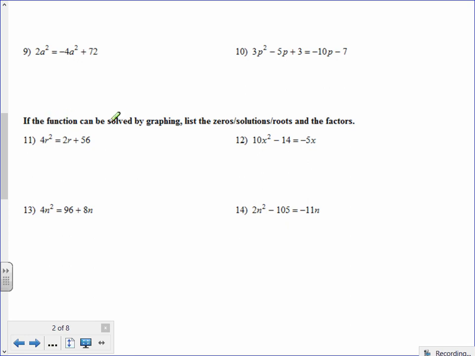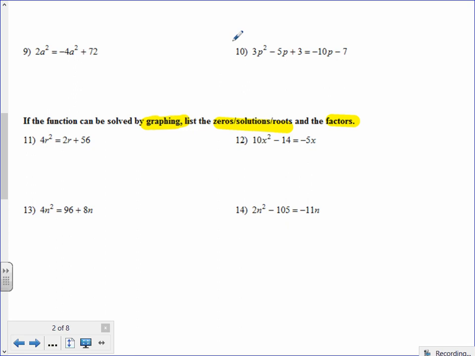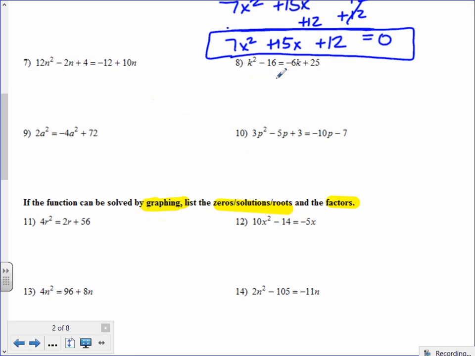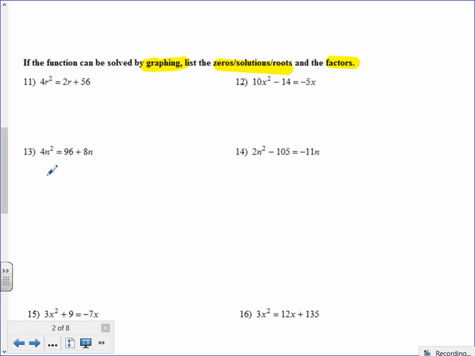Okay, so if the function can be solved by graphing, list these and the factors. So it looks like we got like a 2 or 3 step process here. To solve it by graphing, I have to do this stuff that I was doing up here. So first I'm going to make it equal 0. Number 11. Let's take a look.